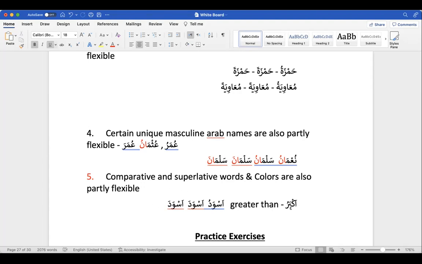So you can have akbaru, akbara, you will not have akbari. Likewise, aswadu, aswada, aswada. So aswadu marfu, aswada mansub, aswada also majroor. Likewise, atwalu, taller, atwalu, atwala, atwala. Okay, so comparative and superlative words. And colors are also partly flexible. Colors like hamra, I have already mentioned that. So there are some words in Arabic for colors, and they are also partly flexible.